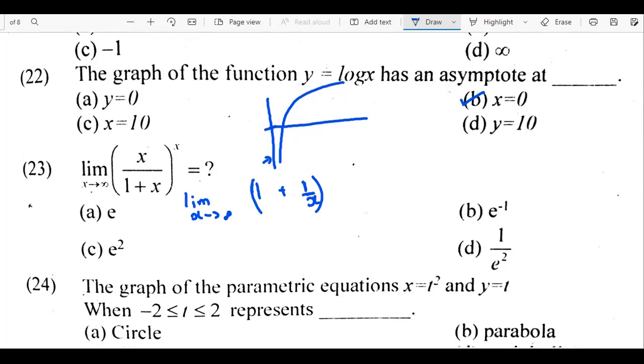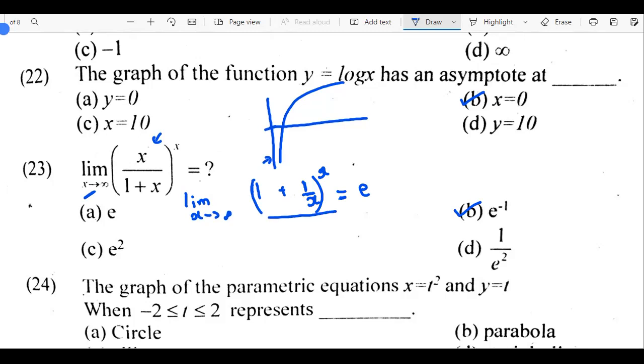This is basically equal to e, right? This is what we know, but this is the reciprocal of this function. This means that the value of the question which we have been asked would be b, that is e to the minus 1, because if this is e, then the reciprocal would be 1 over e, that would be e to the minus 1.